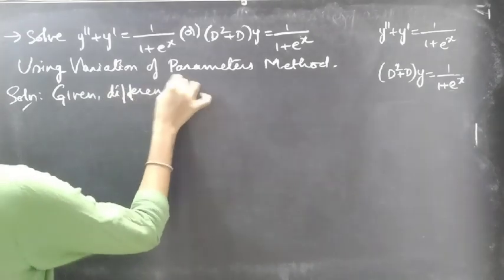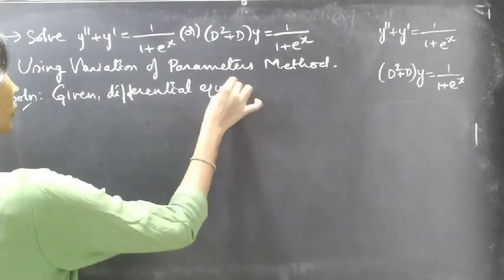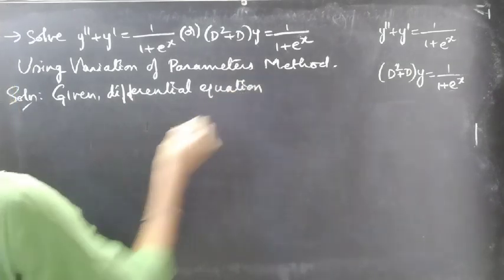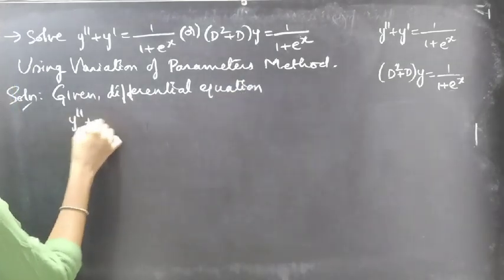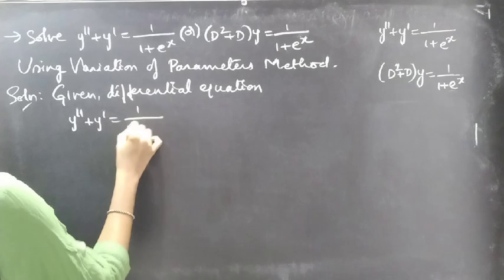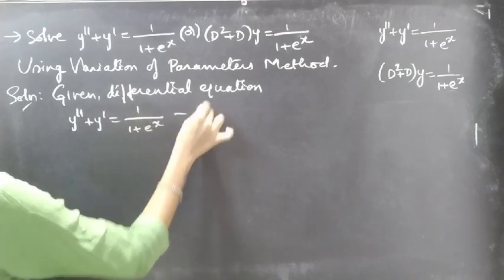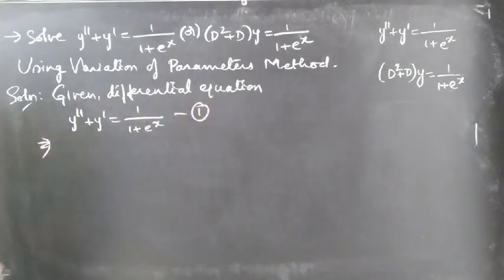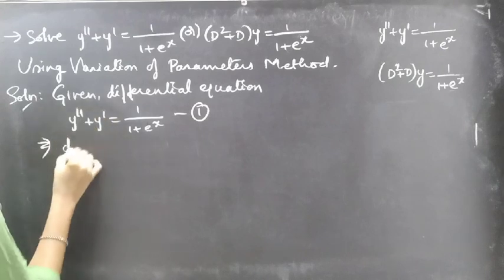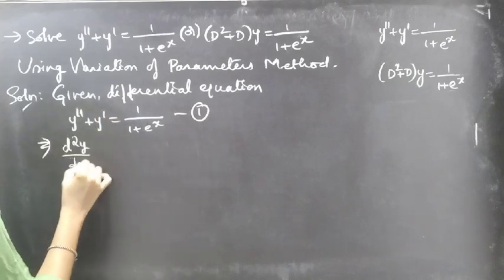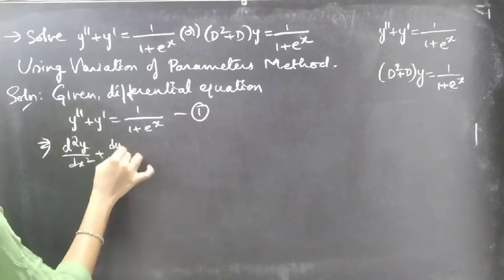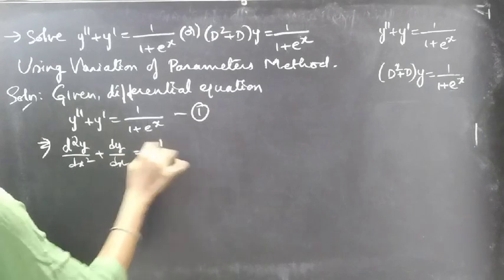Given differential equation, y double dash plus y dash equals 1 by 1 plus e power x. Consider it as equation number 1. We can write y double dash as d square y by dx square and y dash as dy by dx, equal to the RHS part.